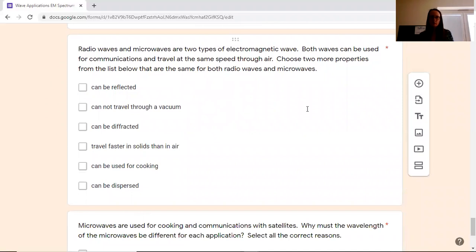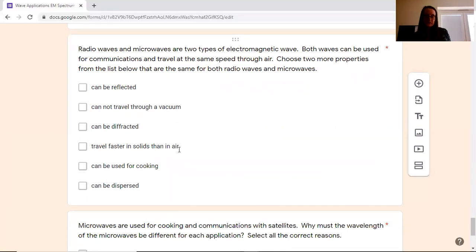Right, radio and microwaves. Choose two more properties. They both travel at the same speed, or they can be used for communications. Two more properties that are the same for both. So they can both be reflected. They can travel through a vacuum, so that's not right. They can both be diffracted.